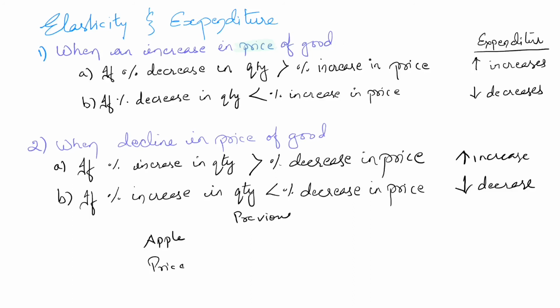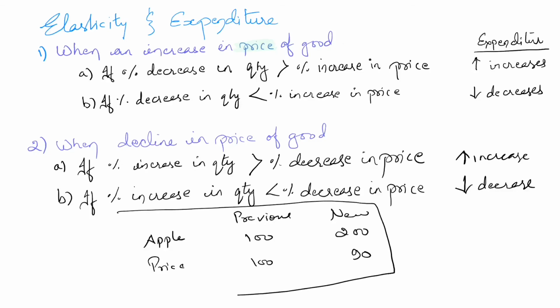Apple price, previous, new: apple 100, new 200; price 100, new price 90.